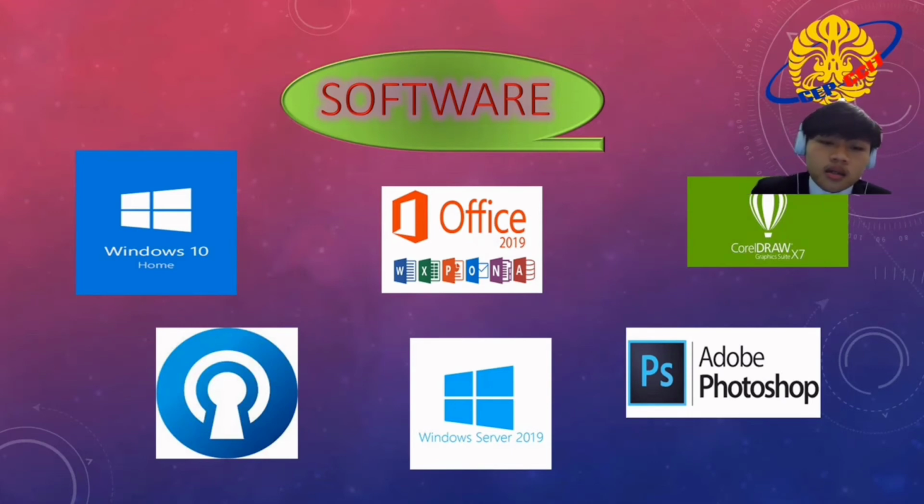And second is Microsoft Office 2019, used for students to study Word, Excel, PowerPoint, and others. And next, CorelDRAW is for students to learn some design. And next is Photoshop for students to learn about editing and others. And next is Windows Server 2019 and WinGate to secure the network from the PC.